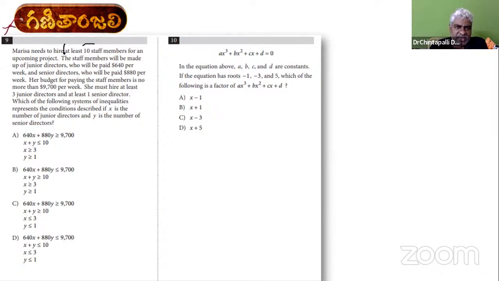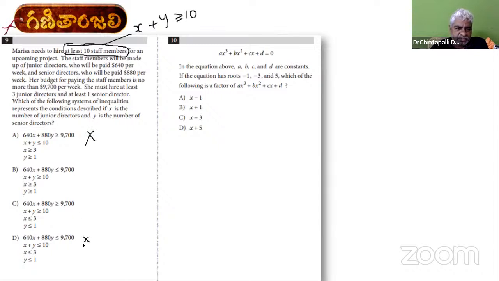See, Marcia needs to hire at least 10 staff members. At least means greater than or equal to. Not more than means less than or equal to. Minimum 10 staff members are required. Generally, X and Y are used to denote the various things. At least means X plus Y must be greater than or equal to 10. So, which option has this statement? Option B and C, sir. Yes, that's why option A is wrong, option D is wrong.